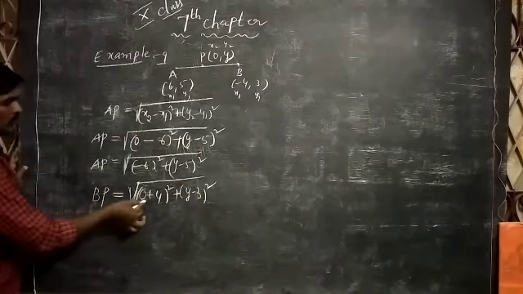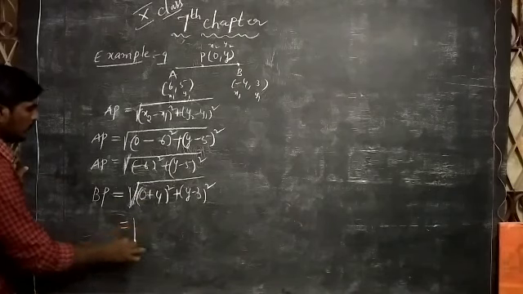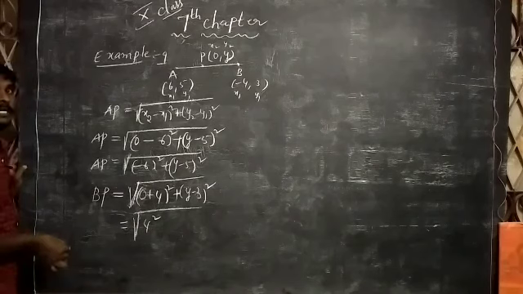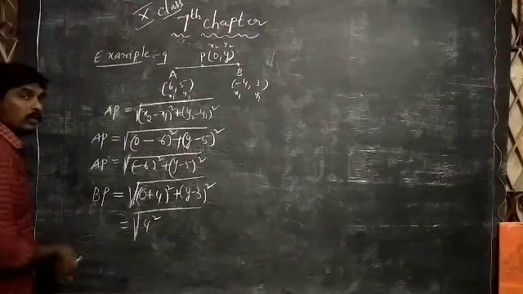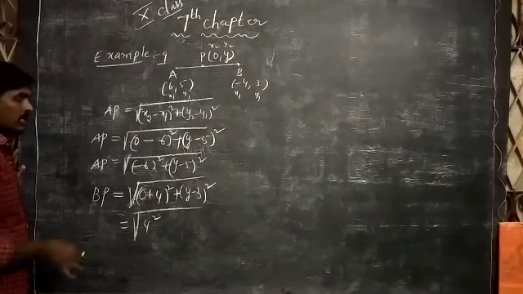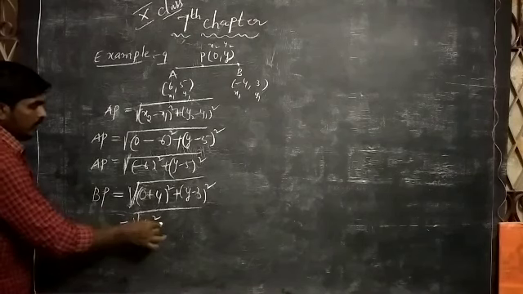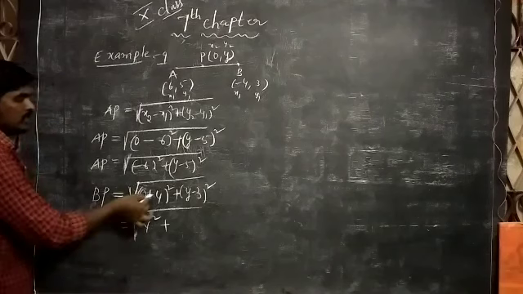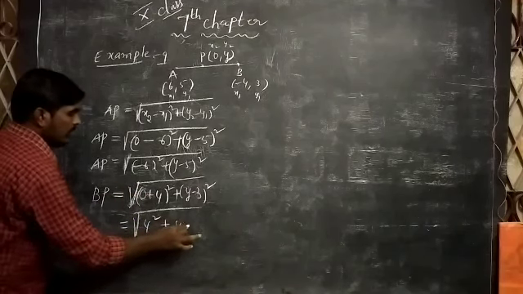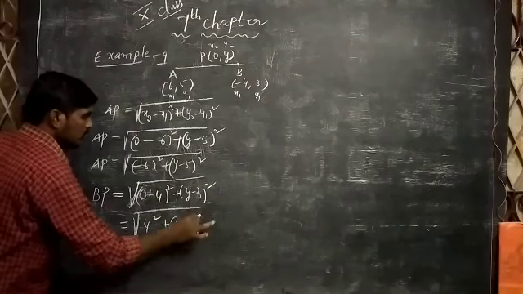Okay, 0 plus 4 means 4 only. Some of the students are confusing 0 plus 4; some of them are writing it as a 4. So 4 square, 0 plus 4, 4 only, but not 0. Y minus 3 whole square.